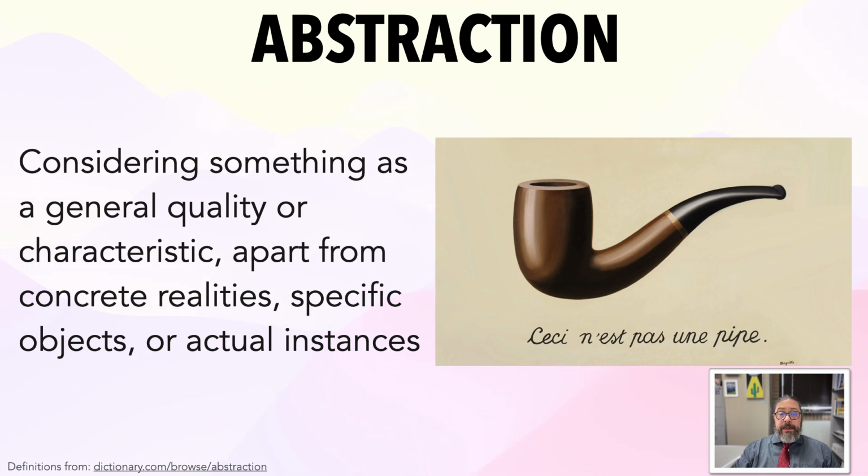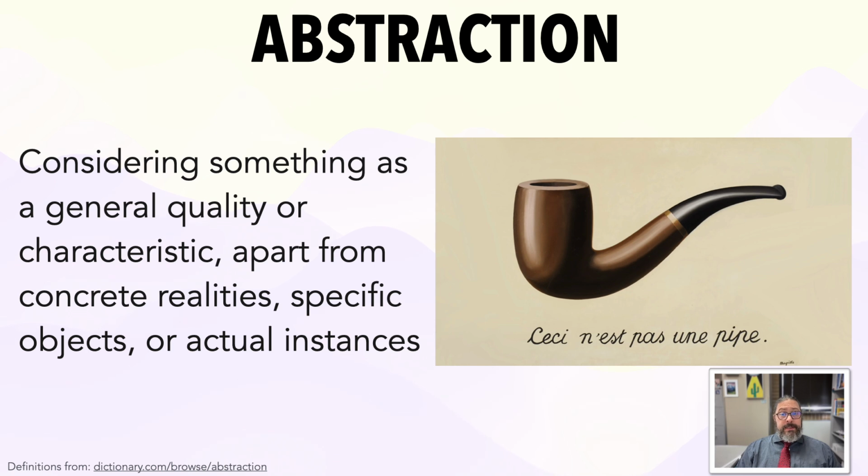And abstract art, the term abstract, is derived from abstraction. And what we see on the screen here is a very famous abstract art piece. It's called The Treachery of Images, and it's painted by a man known as Rene Magritte. And the text that you see underneath the pipe says, Ceci n'est pas une pipe, which is French. The English translation is, This is not a pipe.